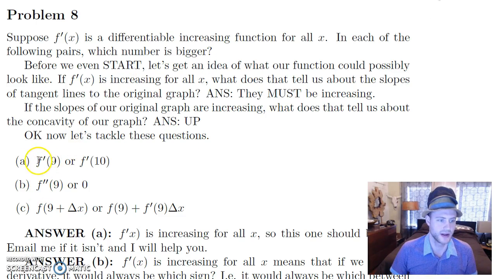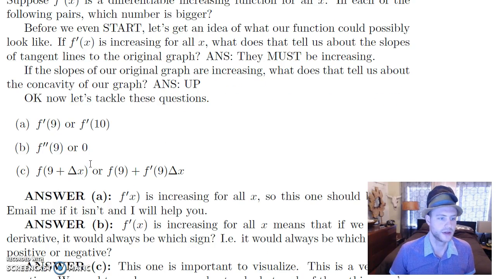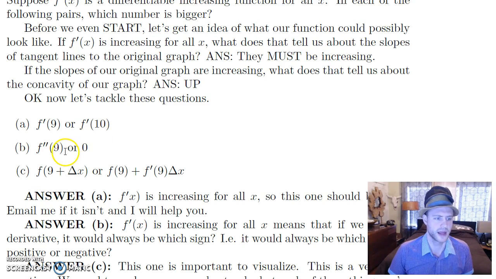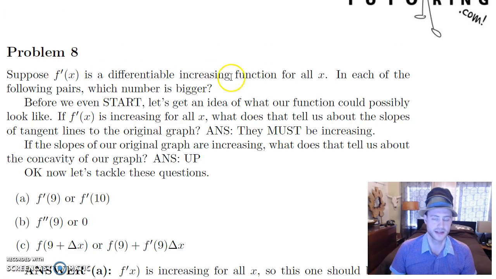Part A, what's bigger, f prime at 9 or f prime at 10? What do you think? F prime is increasing for all x, so not much more to say about that. Email me if you have questions on that, okay? Now, what's bigger? Okay, weird, double derivatives or zero. Okay, what does the double derivative mean? The double derivative is the rate of change of the first derivatives. Well, what's happening? They're always increasing. The first derivatives are always increasing. That's what this says.